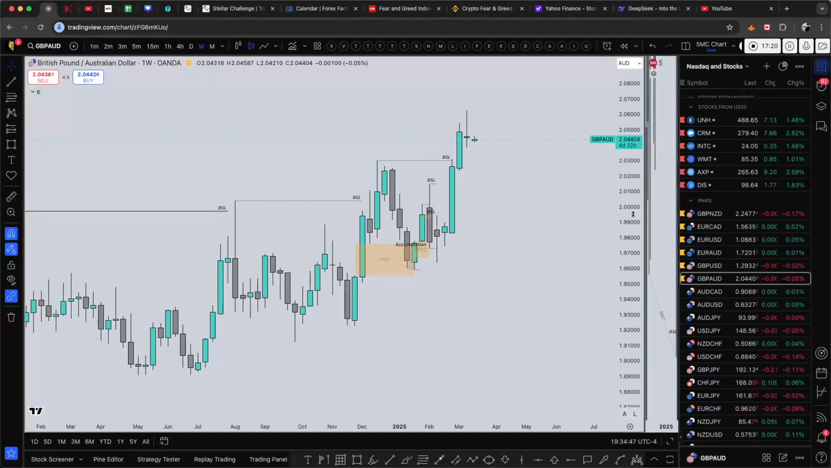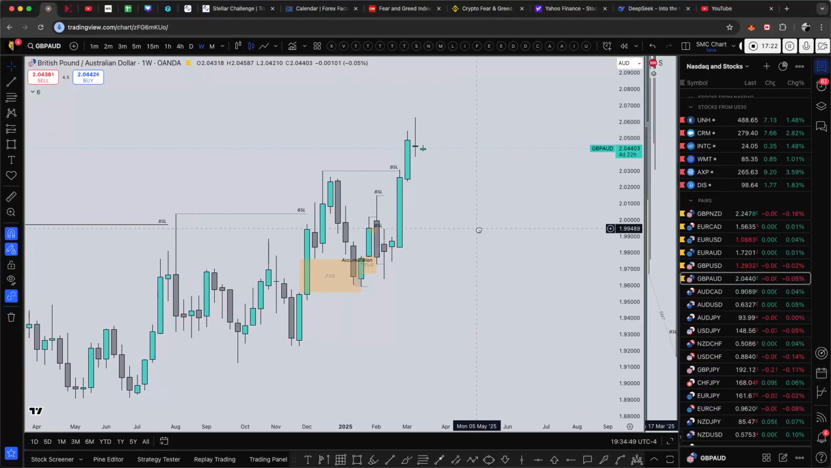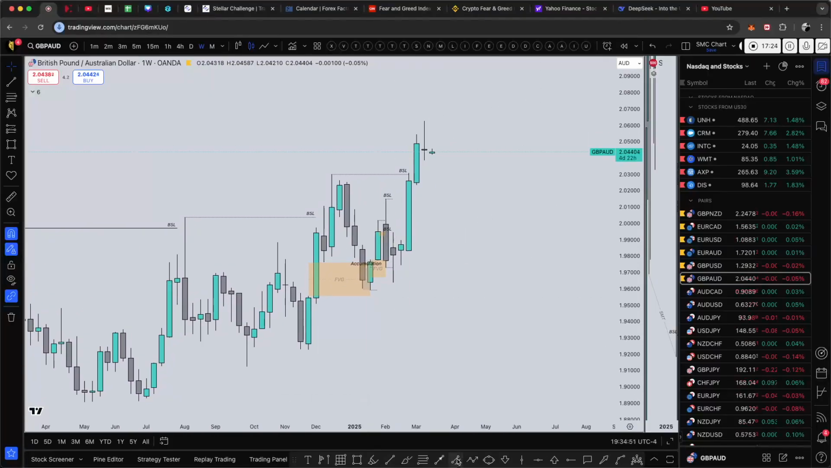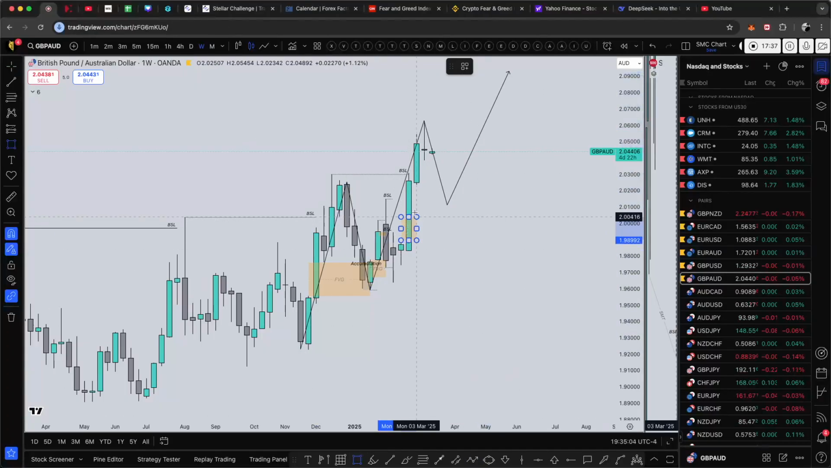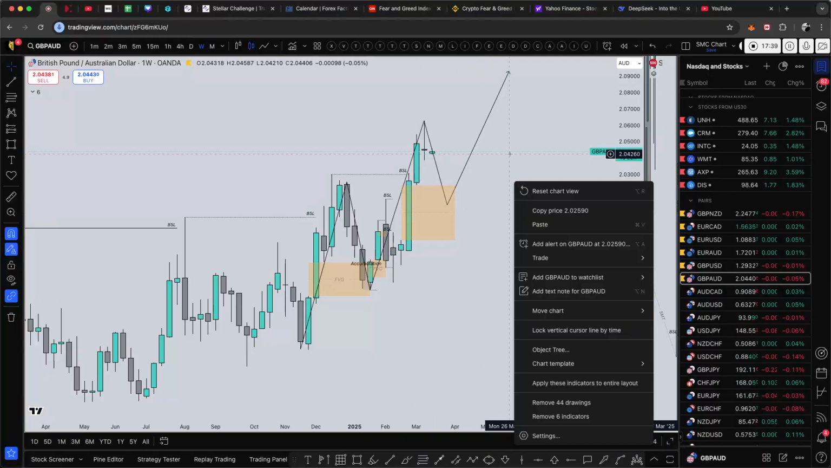Also GBP AUD, again. Notice the structure, right? The structure is pretty nice. You can see we had extension right here, sweeping external liquidity, pulling back to internal liquidity. External, we're probably going to be pulling back to internal liquidity and then external. So we're expecting price to come back to this imbalance right here.